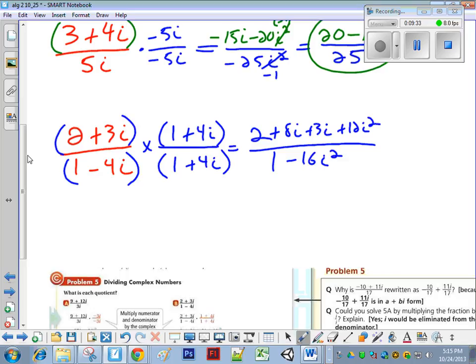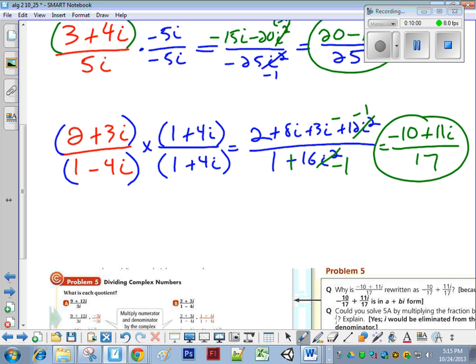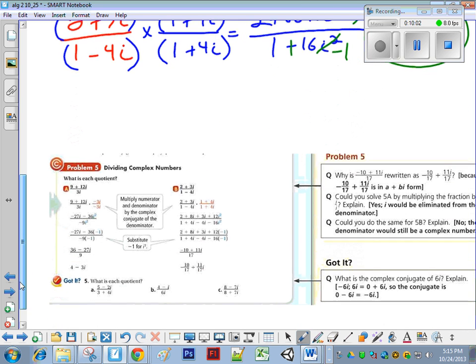Now let's do a little more simplifying. This i squared becomes negative 1, so that's a negative 12. So I get 2 minus 12, or negative 10. I've got 8i plus 3i, so I have plus 11i. In the denominator, I have negative 16i squared. Negative i squared is negative 1, so it's basically 1 plus 16. So that becomes this answer. That's how I simplify that, and that's how we divide. Okay?